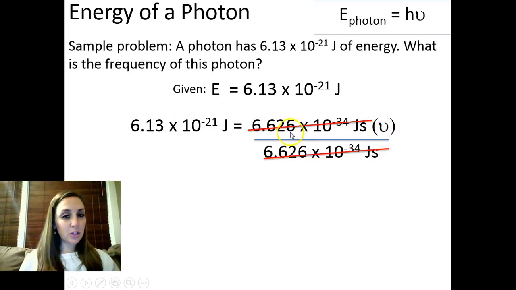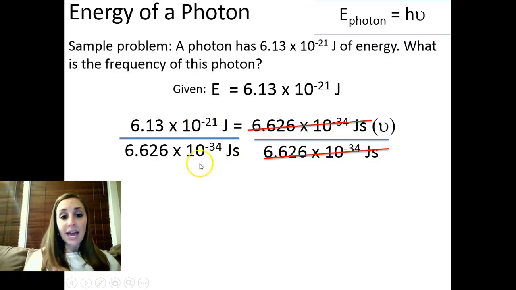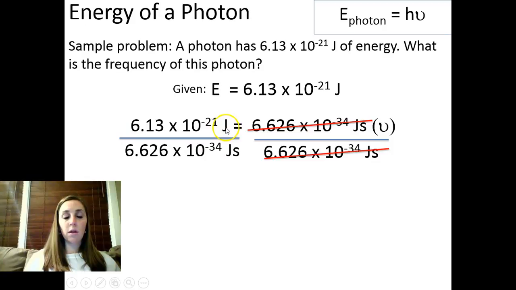But if you do something to the right, you have to do it to the left. There we go. Do we have anything that's the same top and bottom? Well, I've got joules here and joules there, so they're going to go. This gets typed into your calculator. 6.13 E negative 21 divided by, this bar means divide, 6.626 E negative 34. Notice we're going to be left with per seconds, because seconds is on the bottom, which is the same thing as hertz. So, see what you get on your calculator.